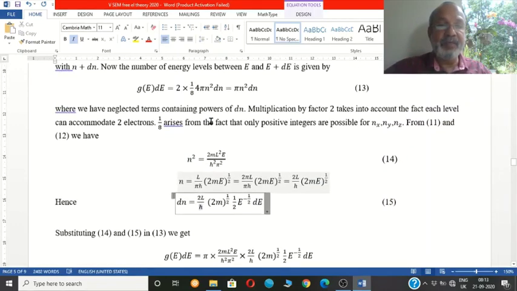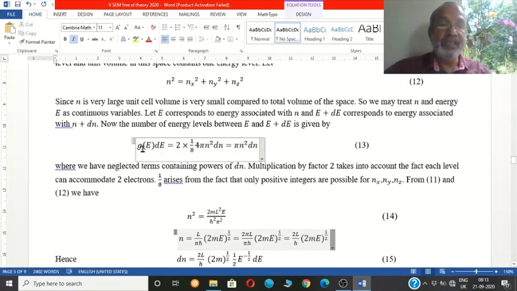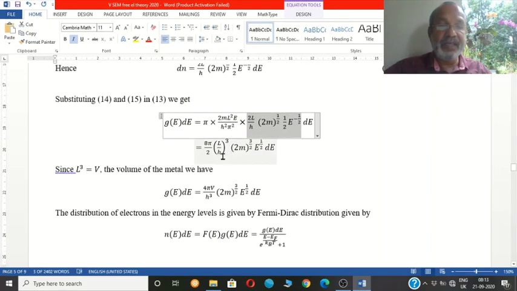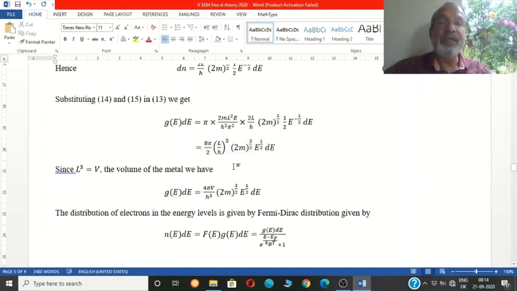Here we have got n square. So both can be substituted in the formula for G(E)dE, that is pi into n square into dn. So that I have substituted here. This is pi, this is n square, and this is dn. If you simplify that, then you will get this equation in which there is an L cube here. And what is L cube? L cube will be the volume of the cube.